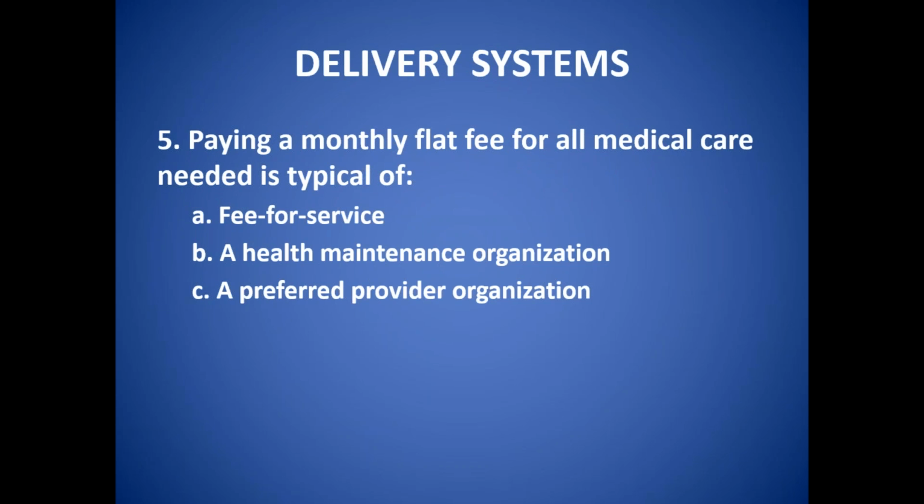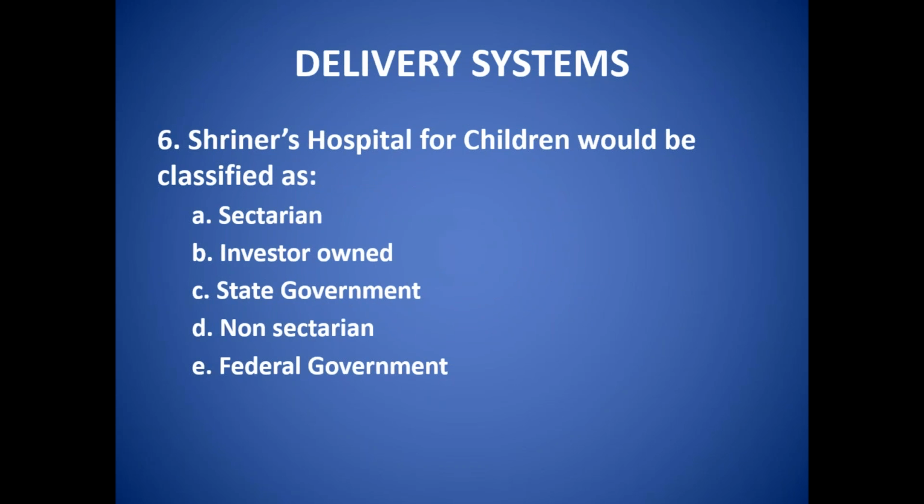Continuing on to the fifth question. Paying a monthly flat fee for all medical care needs is typical of A, fee-for-service, B, a health maintenance organization, C, a preferred provider organization? Sixth question, Shriners Hospital for Children would be classified as A, sectarian, B, investor-owned, C, state government, D, non-sectarian, E, federal government.